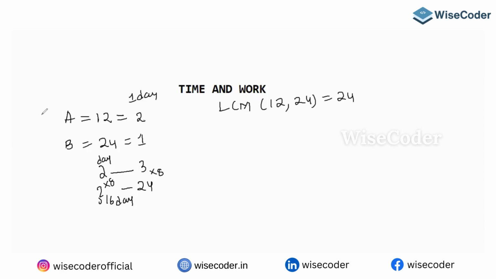Please understand, this is the first day's work, this is the second day's work. In regular questions, this is only 1 day's work. Look here, guys. First day A will come and eat 2 chocolates. Second day B will come, B will eat 1 chocolate. Now whose turn? B's turn. In the question, he specified who started the work.